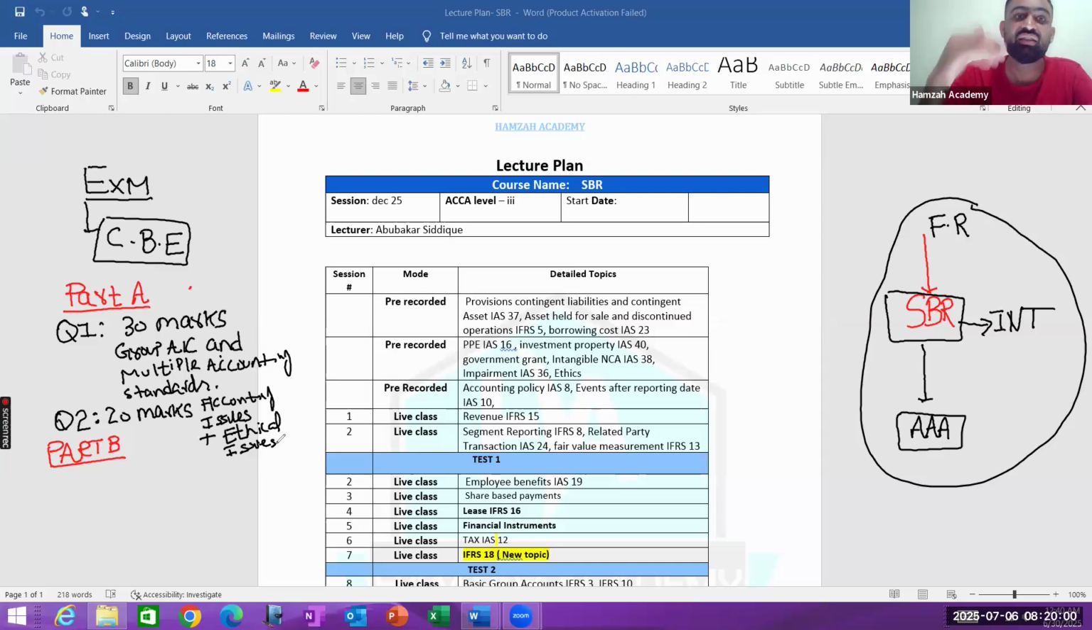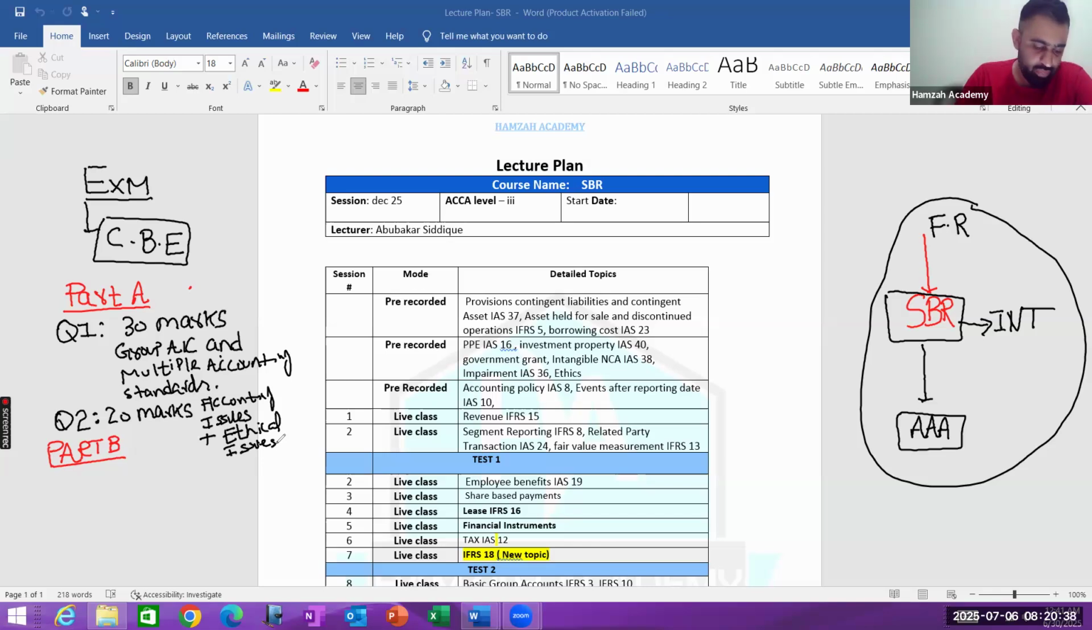So that's why this is a paper of the future, where ACCA is trying to develop the habit that the future of the accountant is not to prepare the financial statement, that their role would be to review the financial statement. So that's why in SBR, the more focus would be on explanation, on analysis, on evaluation, and on discussion of the accounting issues, of the accounting standards on a given case study rather than the numerical work.